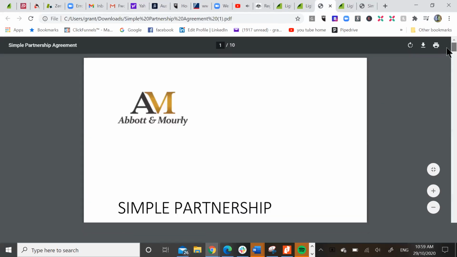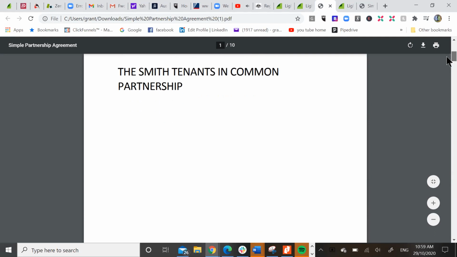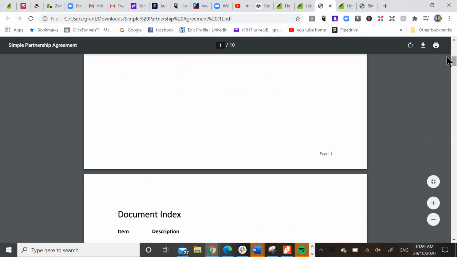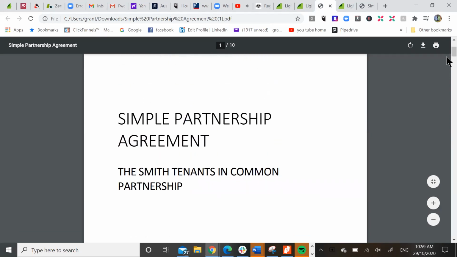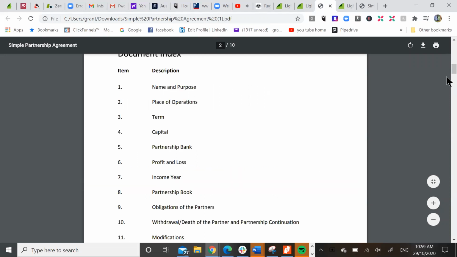Okay, so we've got a simple partnership here, a simple partnership agreement. This is the Smith Tenants in Common partnership. I might actually change, I don't know, I'll get your feedback again. You know, once we get it up on the system, it's very easy to make changes. So if someone wants to, I can easily do a click box so we can change it from a simple partnership to a joint venture if need be. So if you'd like to give me feedback on that when you come around to doing it.